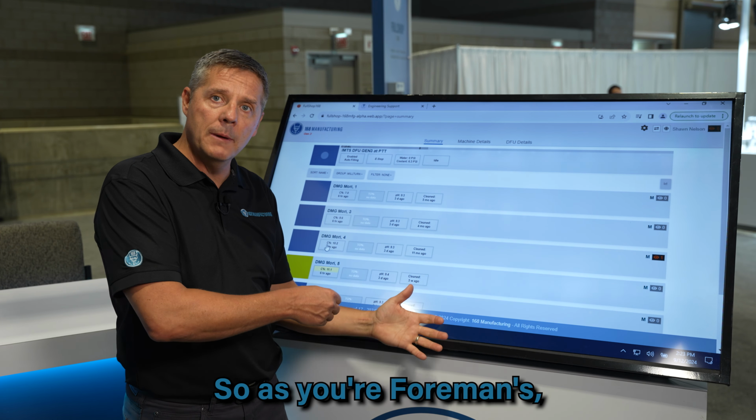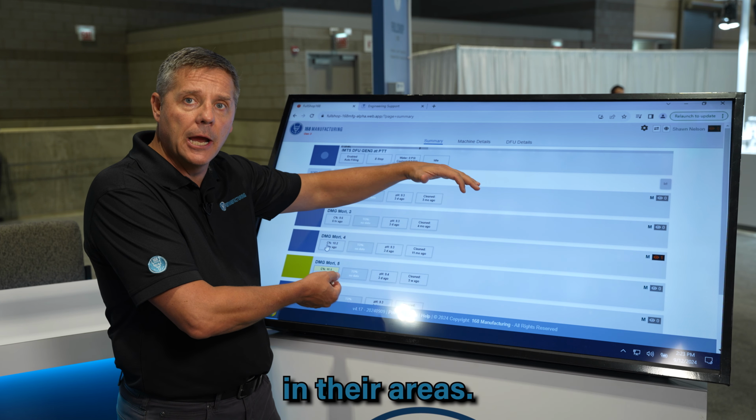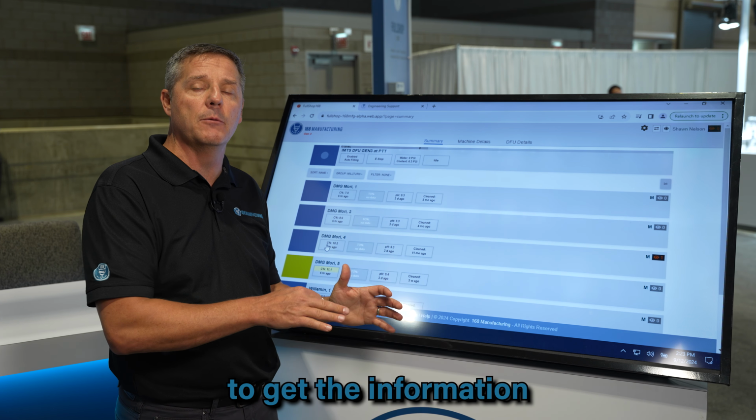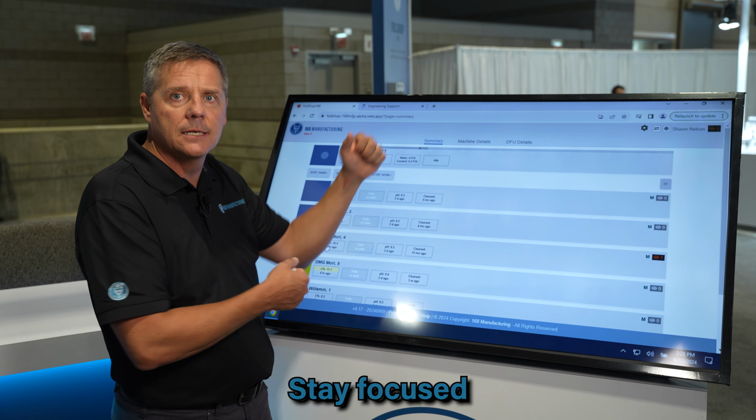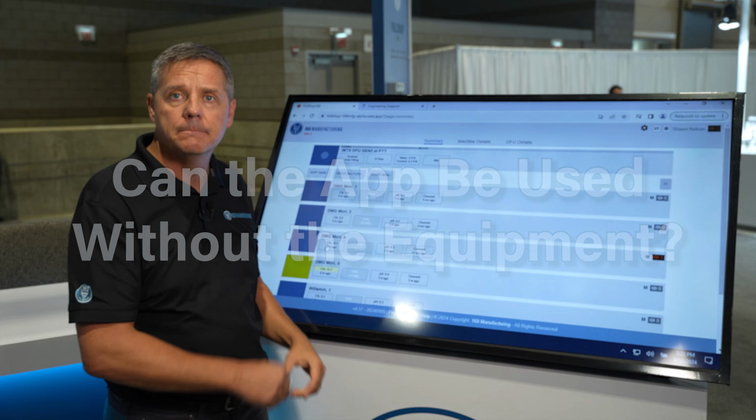So as your foremans, your shop leads are focused in their areas, they're gonna be able to get the information that matters to them. Cut out the noise, stay focused with the FullShop dashboard.